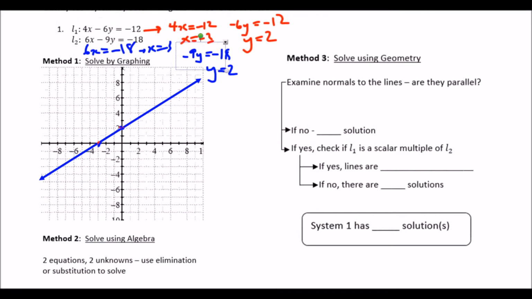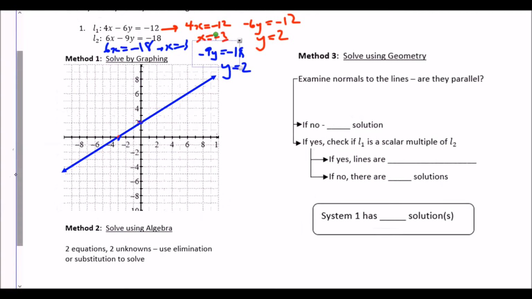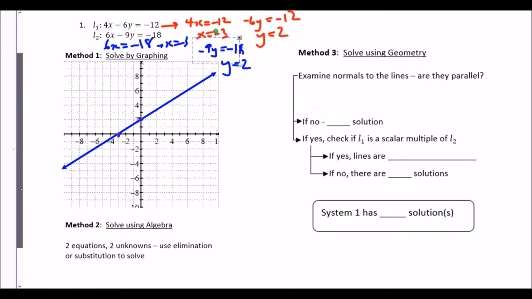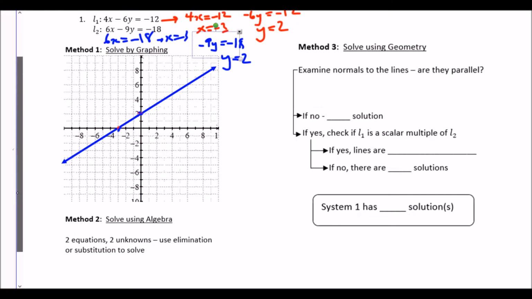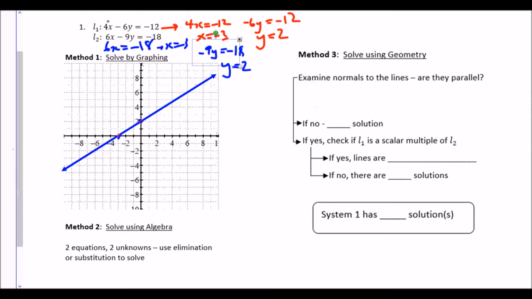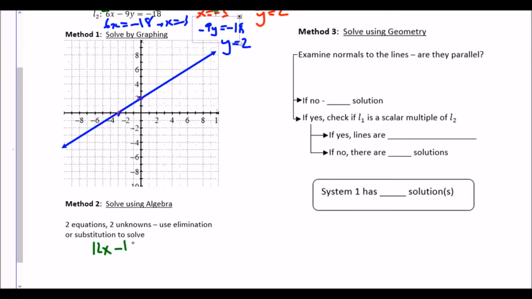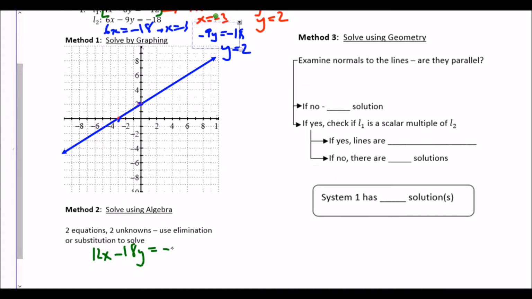Looking here, I'm going to take line 1, 4x minus 6y minus 12, and I'm going to make the x's the same, so I'm going to multiply this by 3. So I'm going to have 12x, if I go back up here, minus 18y is equal to, up here, negative 36. So this is line 1.